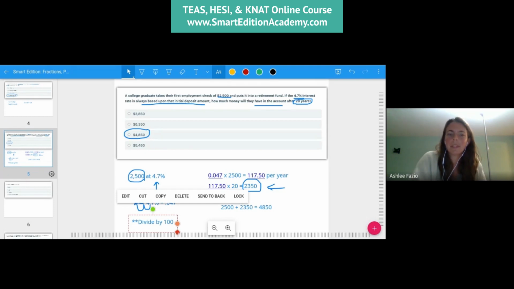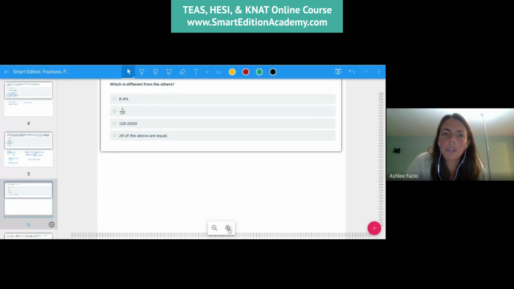Okay. So again, here is a good one for you guys to try on your own. This will test a little bit of everything when it comes to percents, fractions, and ratios. Which is different from the others? You'll notice that we have a percent, a fraction, a ratio, and then the last option just says all of the above are equal.